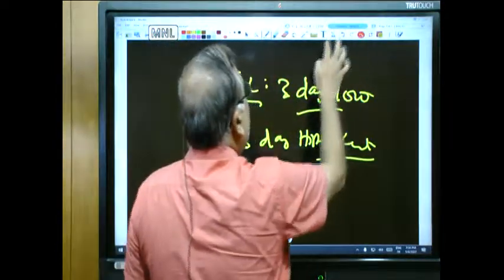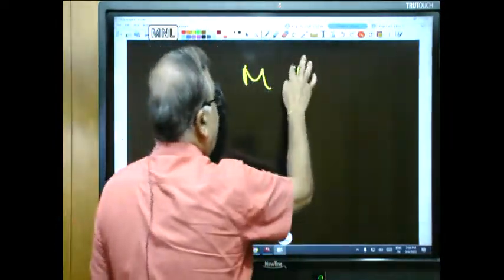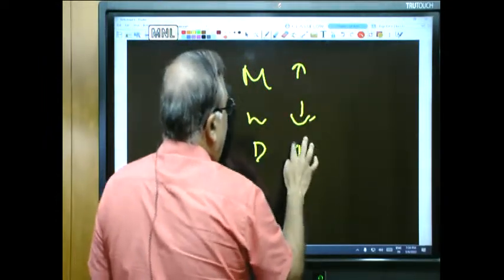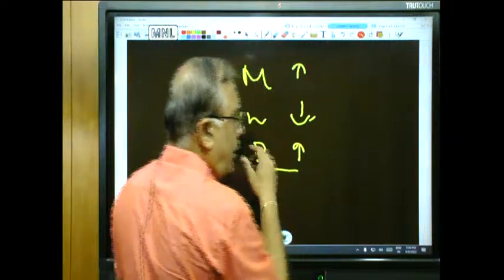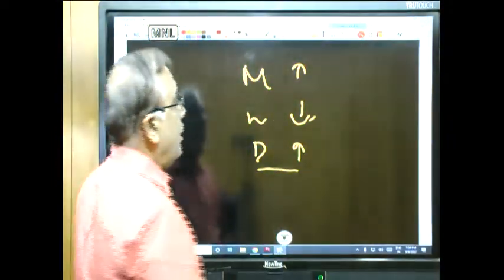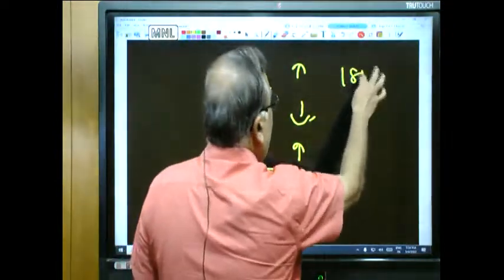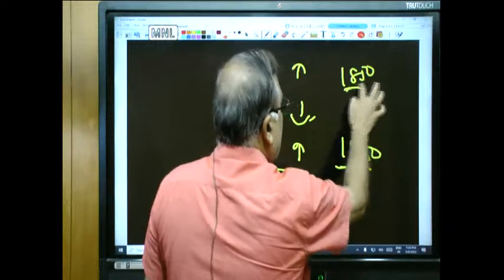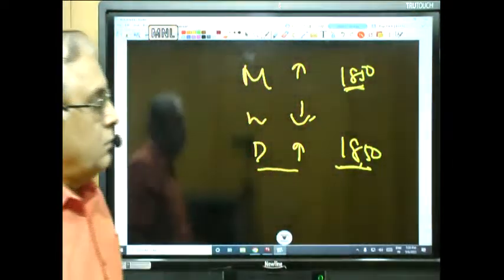On the monthly frame, it is still in an uptrend. In the weekly, it is a downward trend, and in the daily, it is on an upward trend, or likely to emerge into an uptrend. All this makes 1850 a bottom right now.